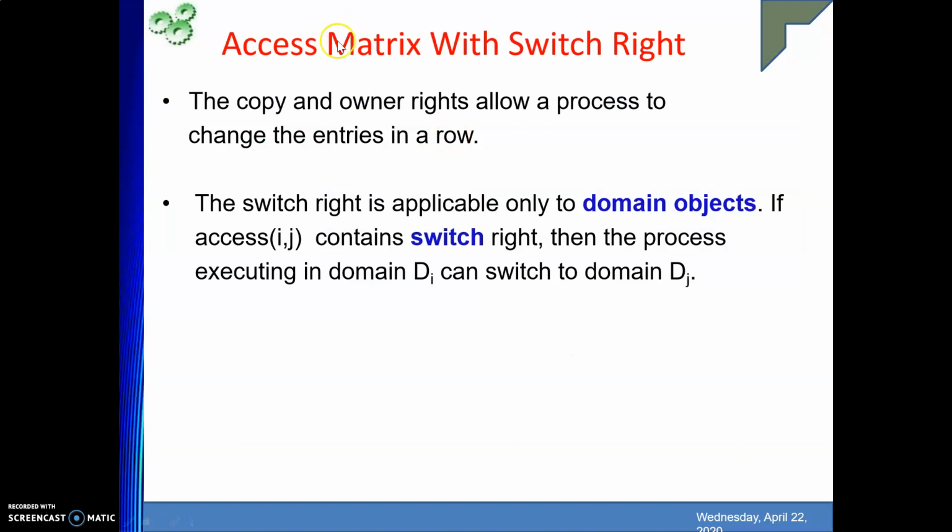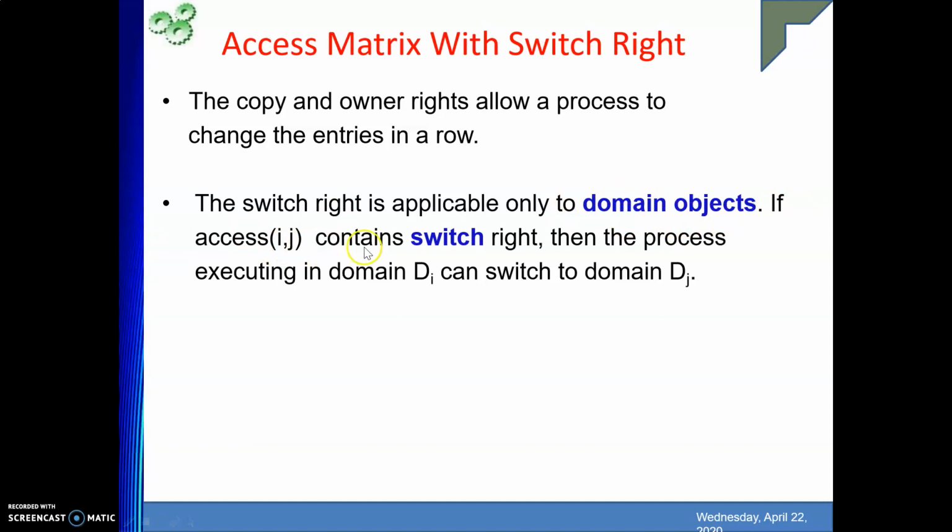Then next is access matrix with switch right. See, the previous two rights were applicable on a column. Now we'll see for row. The copy and owner rights allow a process to change the entries in a row. The switch right is applicable only to domain objects, right? So it is applicable on domain objects.